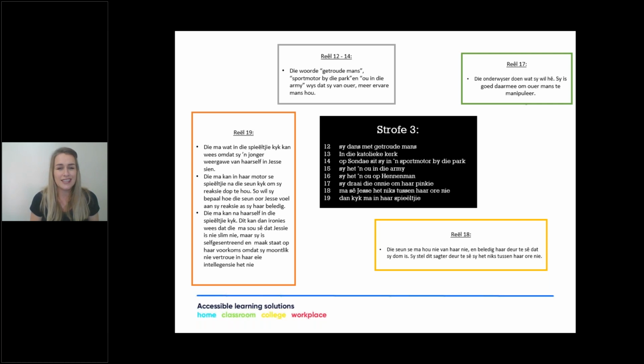Okay, because it says, dan kyk ma in haar speeltjie. It means that after the mom said that Jessie is dumb, she looked in the mirror. Now, we don't know where they are. It could be that the mom is looking in the mirror back at herself because she feels like Jessie might be a younger version of herself. Maybe she was the way Jessie was when she was younger.